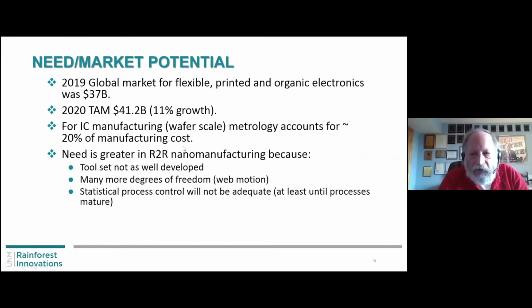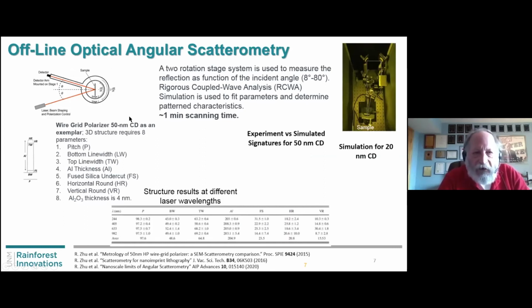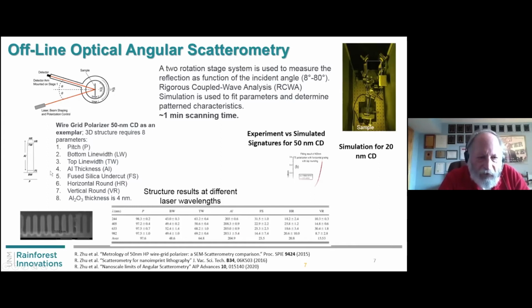So here are some results with our offline system, just to give you an idea of what we can look at. This pattern is a wire grid polarizer. These are aluminum lines on 100 nanometer pitch. They're about 50 nanometers wide.